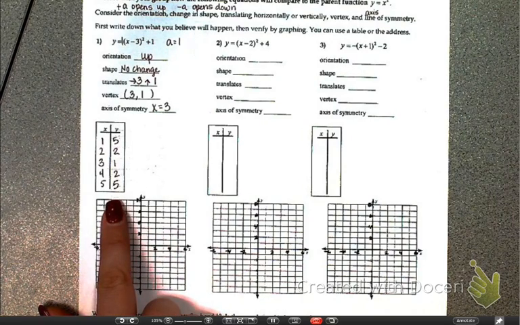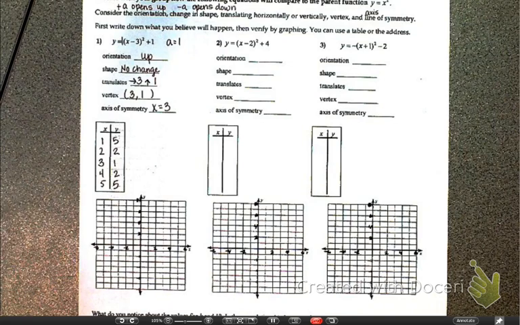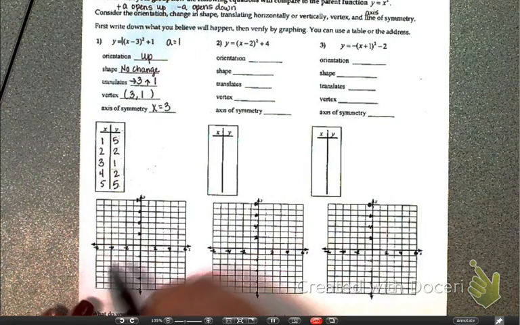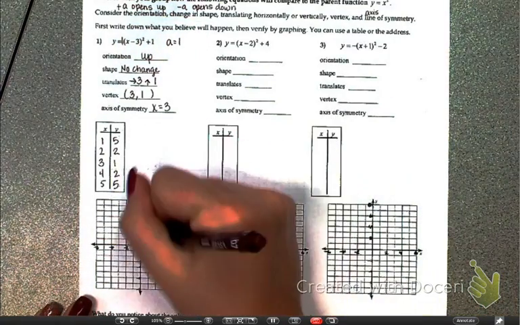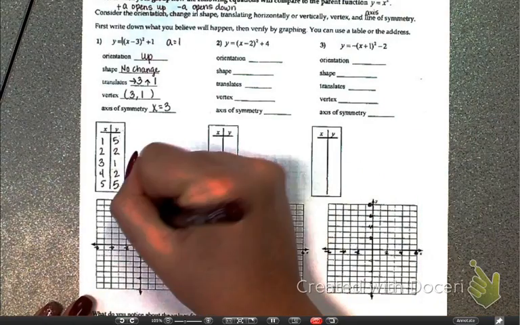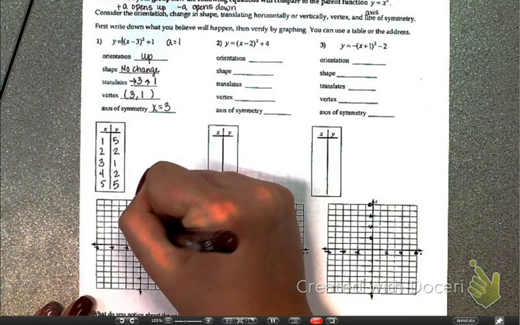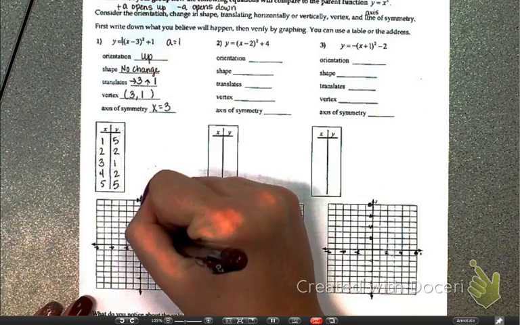Wait, I have a question. Yep. So how is it going to switch if they have the same vertex as the... What do you mean? Like, I guess I'm confused. Okay, so let's graph these points and then maybe we can answer that question. So 1, 5 goes here, 2, 2, 3, 1.